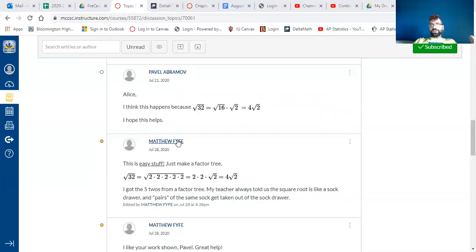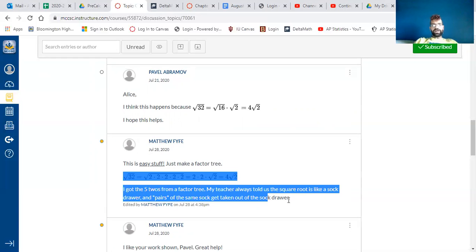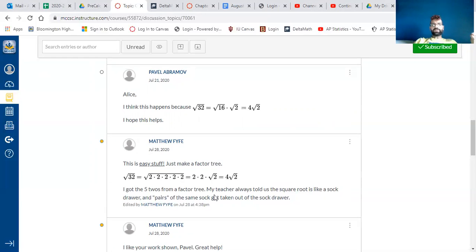Then Mr. 5 here says, well, this is easy stuff. Just make a factor tree. And then he shows how he would do this, and then does some kind of explanation. So this portion right here is perfectly fine. He shows how he would do this question and gives some kind of explanation here. Perfect. But I would refrain from saying things like, hey, this is easy.